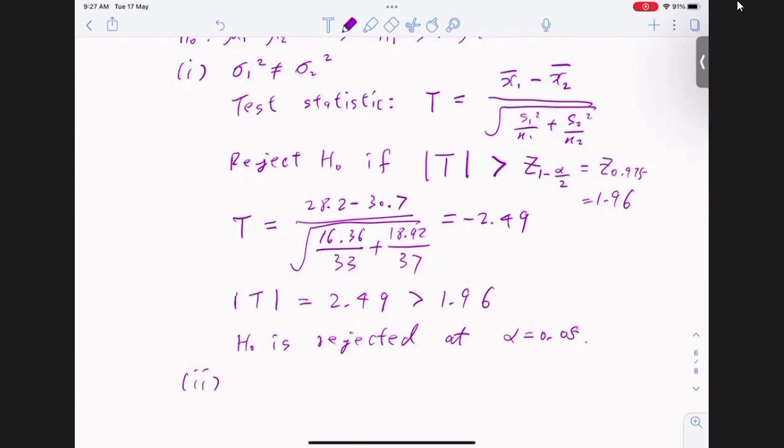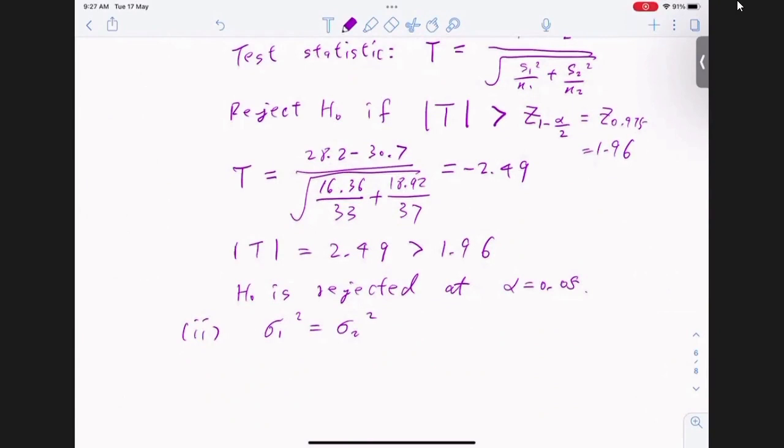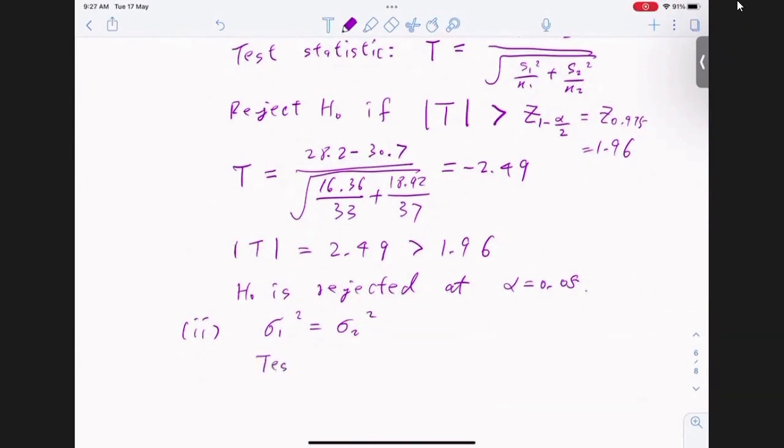Now, the second part is similar, but this time we assume the two population variances are equal. Then the test statistic is computed also comparing the two sample means in the numerator. But for the denominator, the standard error will be computed using a pooled sample standard deviation. When the population variances are assumed to be equal, in the standard error we use the version that is based on a pooled sample standard deviation.